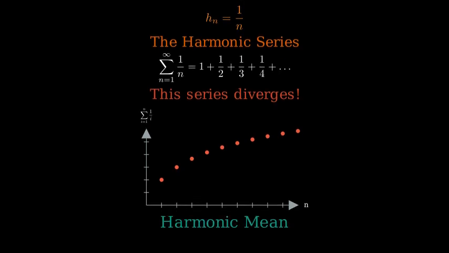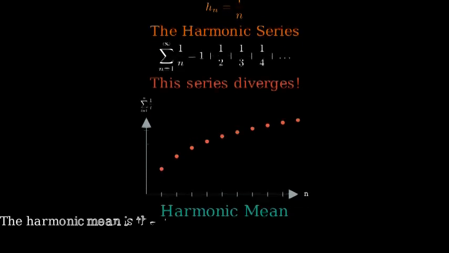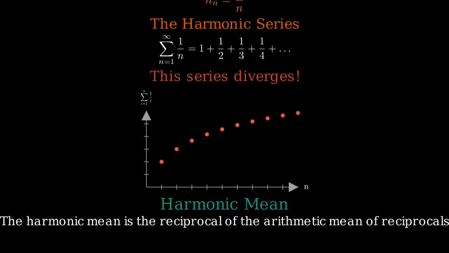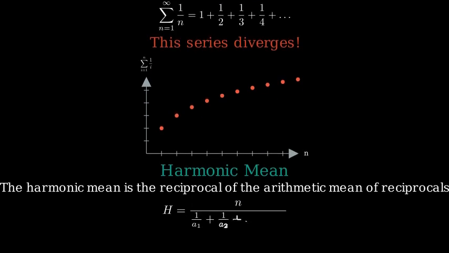An important concept related to harmonic progressions is the harmonic mean. The harmonic mean of n numbers a_1, a_2, up to a_n is defined as n divided by the sum of the reciprocals of all the numbers. Mathematically, this can be written as h equals n divided by 1 over a_1 plus 1 over a_2 plus 1 over a_3, and so on.